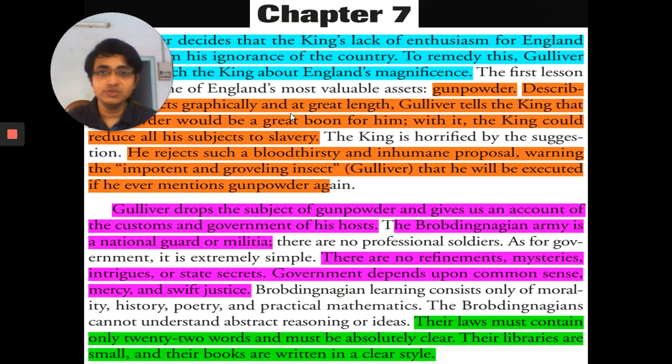Brobdingnagian learning consists only of morality, history, poetry and practical mathematics. The Brobdingnagians cannot understand abstract reasoning and ideas. They do not like abstract ideas at all. Their laws must contain only 22 words.